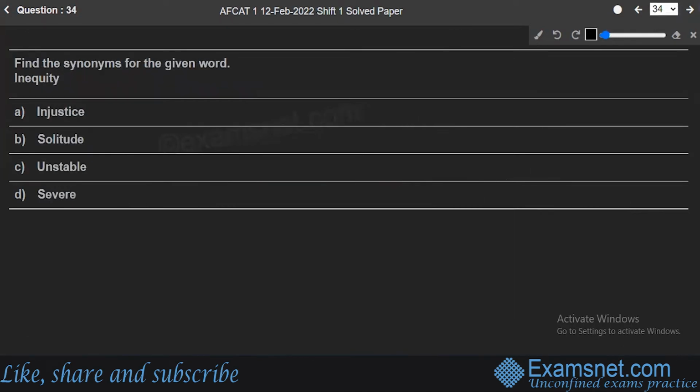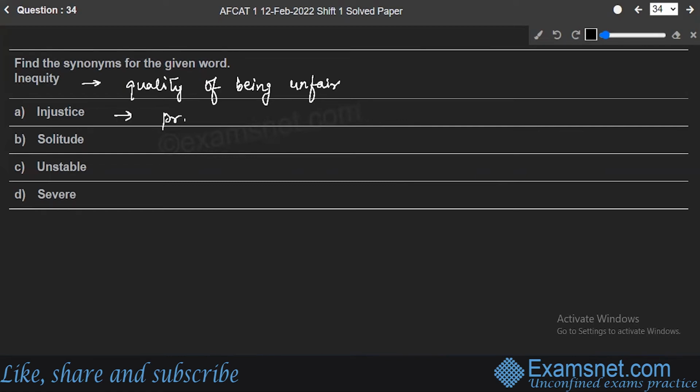Next question, 34. You have to find the synonym of the given word. Inequity. The given options are injustice, solitude, unstable, and severe. Let's again see the meaning of each of the words one by one. Inequity is a noun which means quality of being unfair, or something that is not fair or equal.